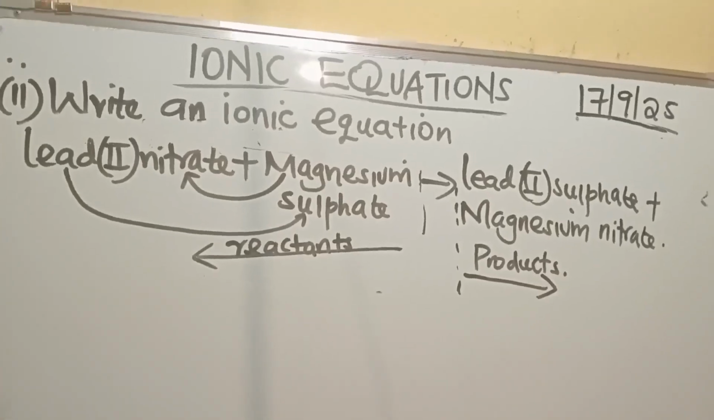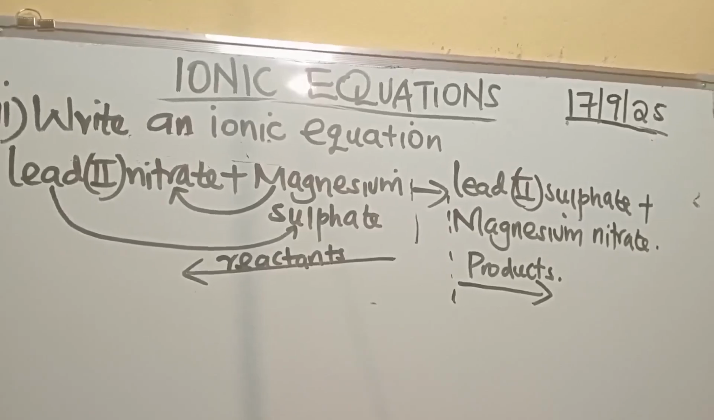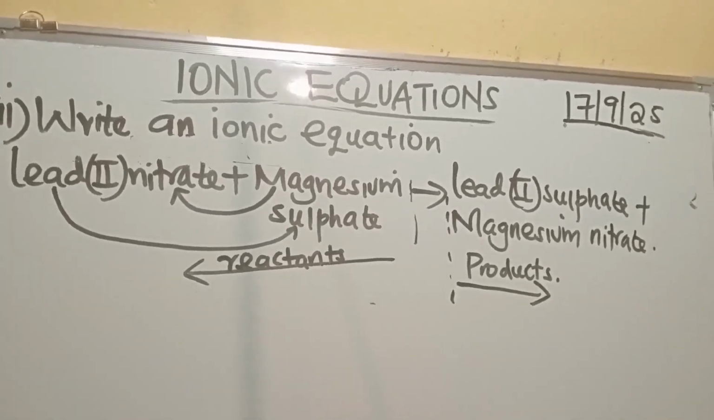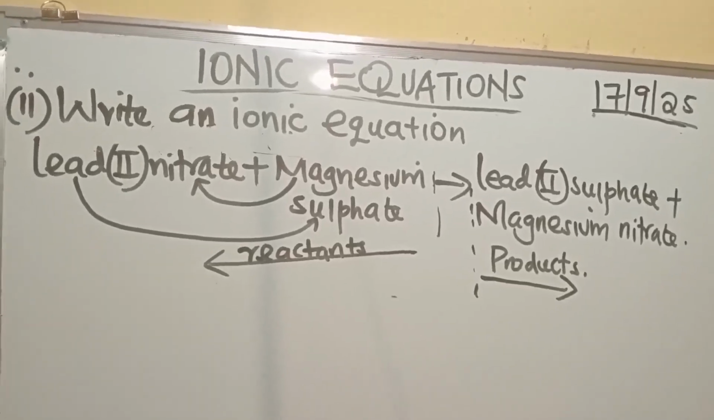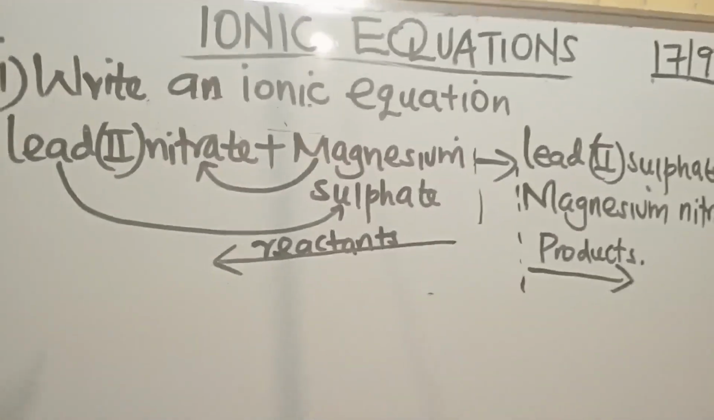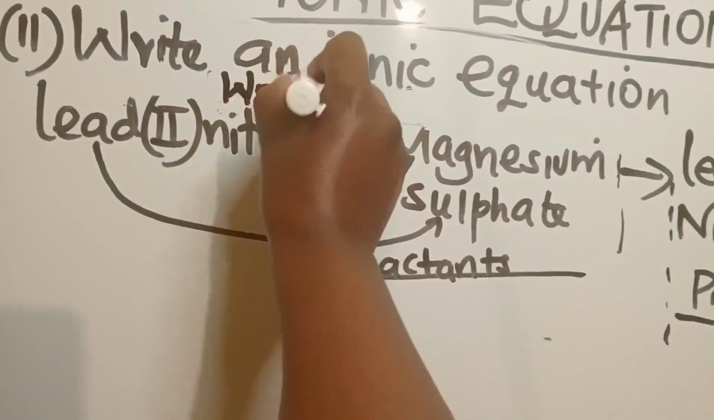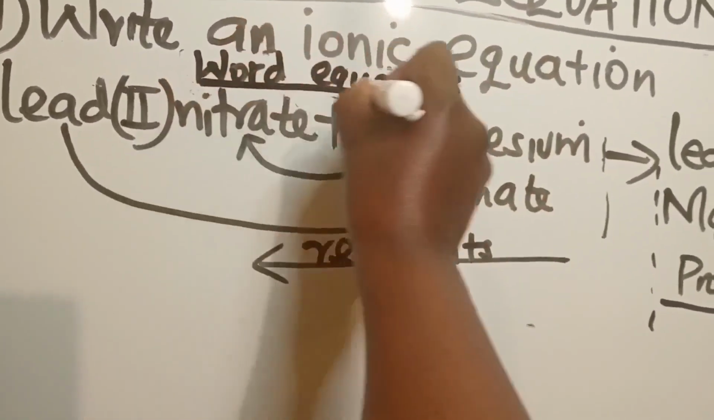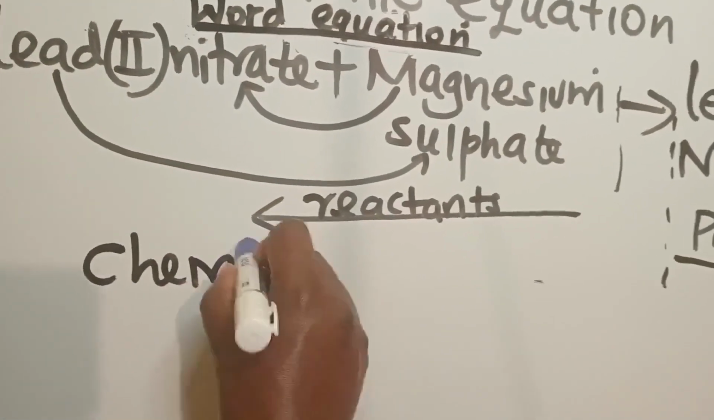For magnesium nitrate, we say that all nitrates are soluble. So even magnesium nitrate is among them. So it will be soluble and in the aqueous state, a small a and a small q in brackets. So next we have a chemical equation for the same word equation. So this is actually the word equation. So we then write the chemical equation for that reaction.